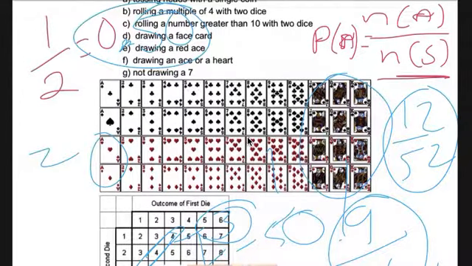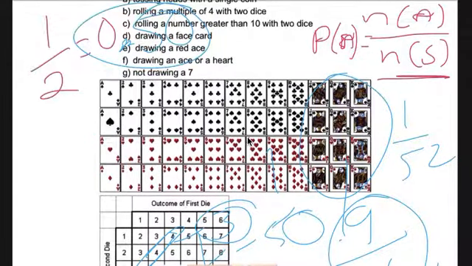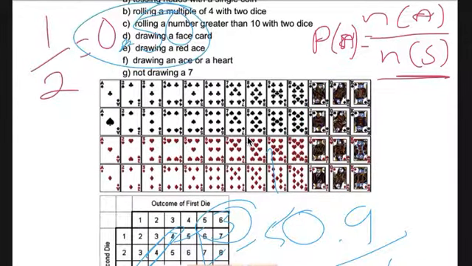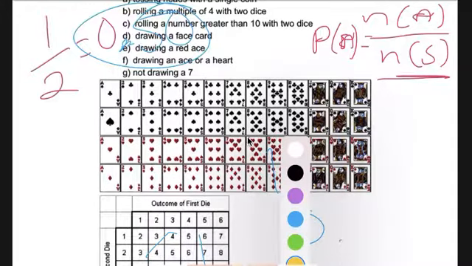All right, big mess here. All right, let's clean this up. So, drawing an ace or a heart. Now be careful about it. It's talking about drawing an ace or a heart. So right away you might have counted the aces and said there's 4 aces and there are 13 hearts, and you would not be wrong if you did that.